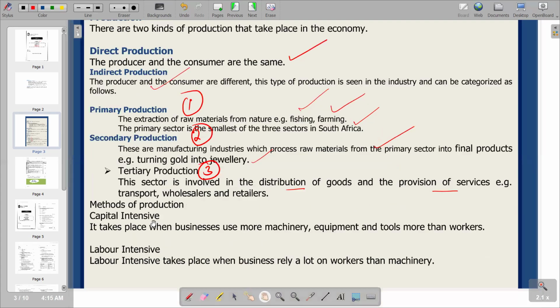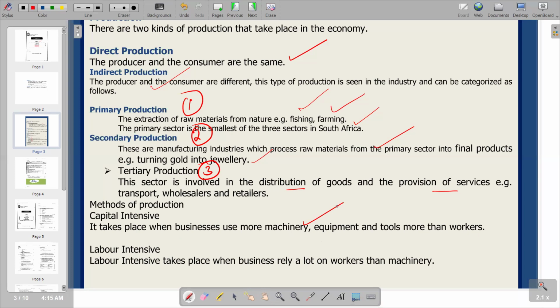Method of production, we've got capital intensive and labor intensive. Capital intensive, obviously, is the intensive use of machinery instead of labor. We're saying the higher proportion is utilization of capital equipment and machinery. And then on labor, it becomes the opposite, whereby human labor is the one which constitutes the greater proportion of production. So capital intensive takes place when businesses use more machinery, equipment, and tools than workers. So that's what we have.